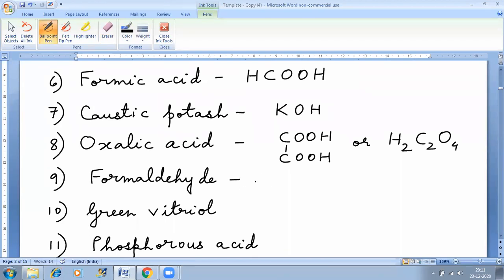Ninth one: CH2O. No, don't write it like this, write it like this. Keep these things in mind. This is how you have to write formaldehyde. Tenth one: FeSO4 into 7H2O. Don't say into, say dot. It is not multiplication, it is added, together. So FeSO4 dot 7H2O.